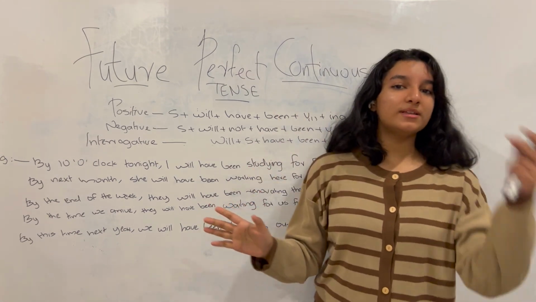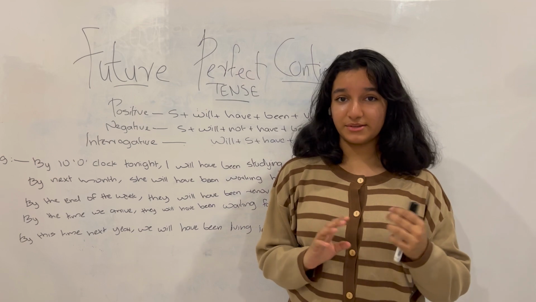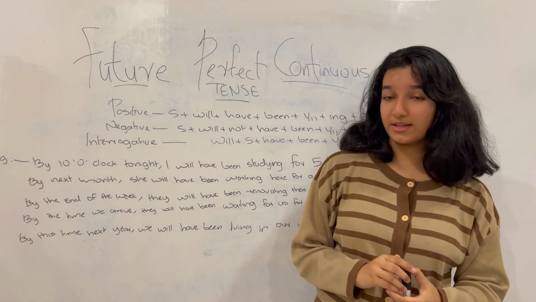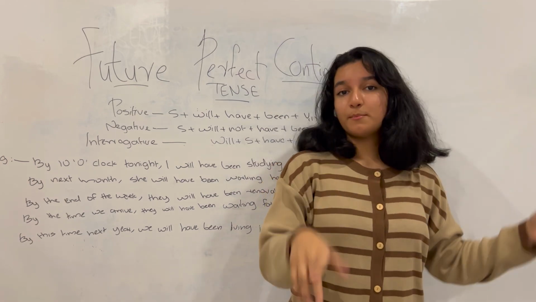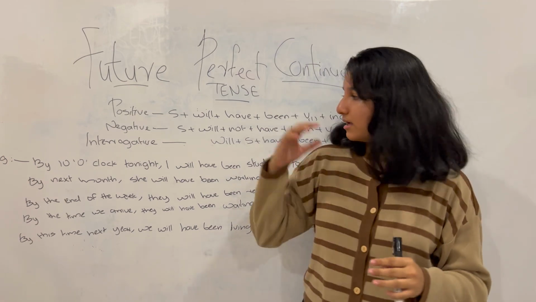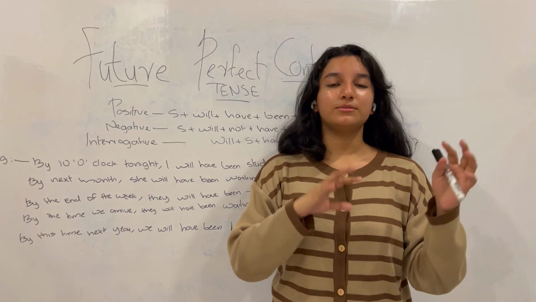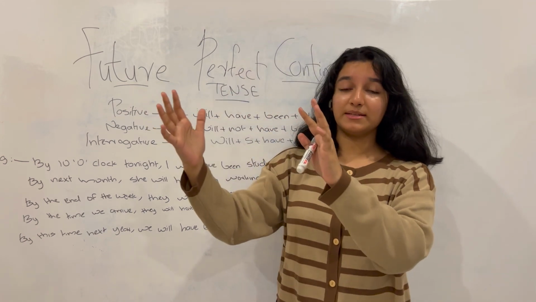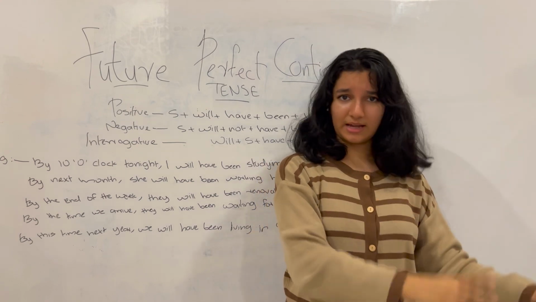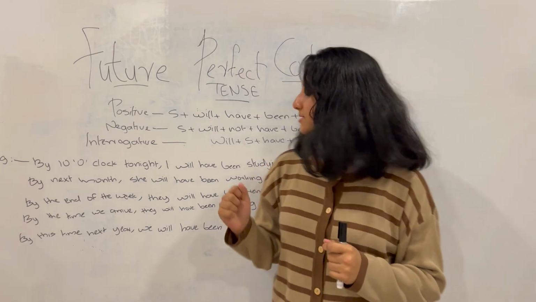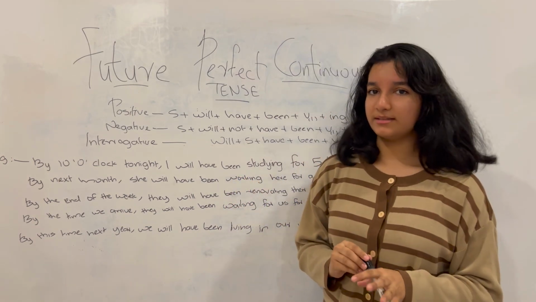So future perfect continuous tense is a verb tense that is used to describe an action or a situation that has started in the future and is going to end in the future. But with this tense, it is also used to talk about an action that, when this happens, another action will have happened for a certain amount of time. So let's take a look at an example for us to understand this better.